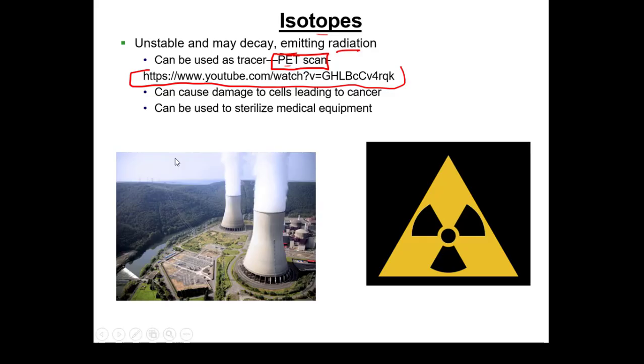Other things to note about isotopes is because they do emit radiation. Radiation is a carcinogen, so too much exposure to isotopes can actually cause damage to our cells, and they could actually lead to cancer. But because isotopes do damage DNA, we can actually use them to sterilize medical equipment and try to clear them of any bacteria or viruses. So we can use isotopes for a number of things, even though they're a little bit dangerous or really dangerous, and you don't want to get too much exposure to them.